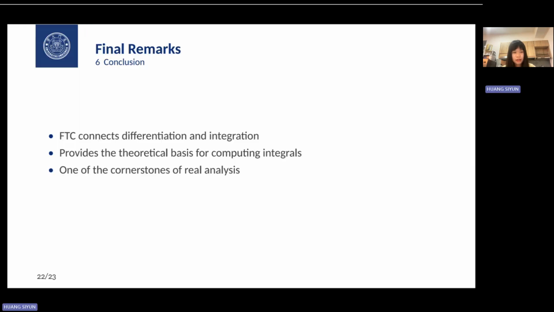Let's come to the conclusion. In conclusion, the Fundamental Theorem of Calculus establishes a deep and elegant connection between differentiation and integration. It provides the theoretical justification for why we can compute areas so easily by finding antiderivatives. It is truly one of the cornerstones of not just analysis, but of all modern science and engineering that relies on calculus.